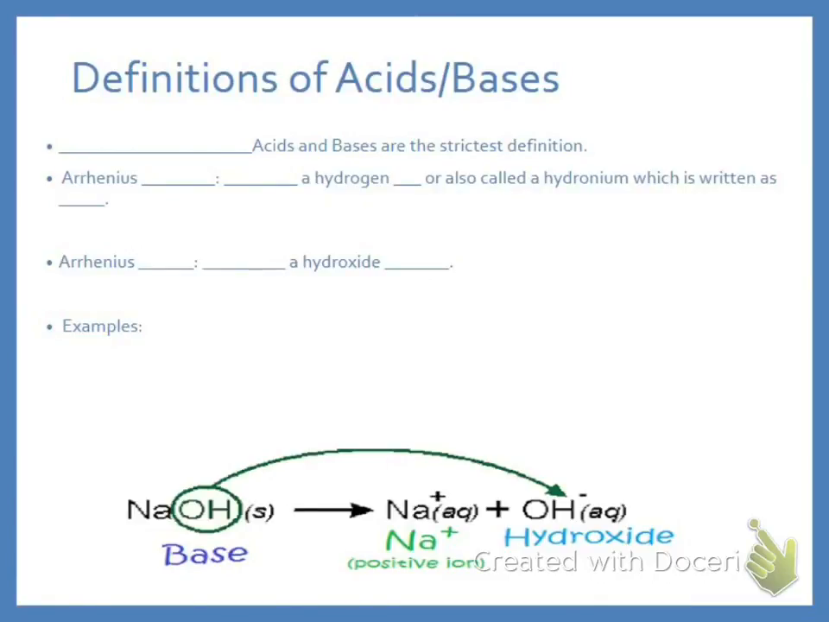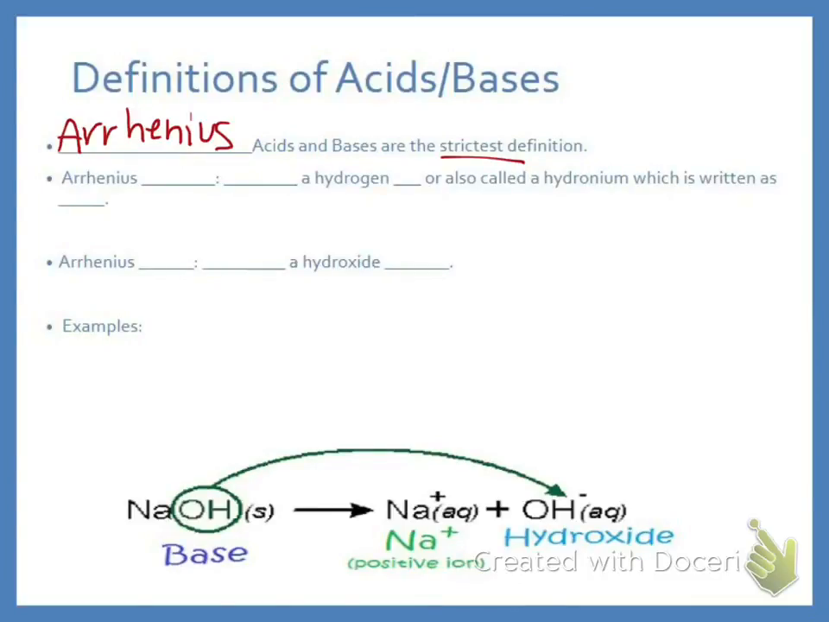The first definition is called Arrhenius, which is right below, if you don't know how to spell it, this word right here. Acids and bases. And it is the strictest definition. And by strictest definition, I mean there will be fewer things considered to be an acid or a base under this definition. It's a very strict definition.